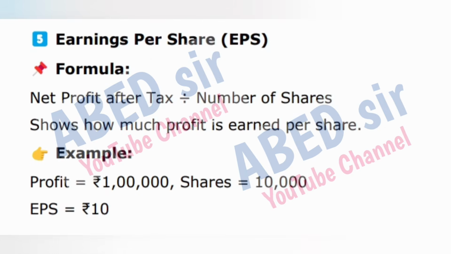5. Earnings per share, EPS. Formula: net profit after tax divided by number of shares. Shows how much profit is earned per share. Example: profit is equal to 1 lakh rupees, shares is equal to 10,000. EPS is equal to 10 rupees.